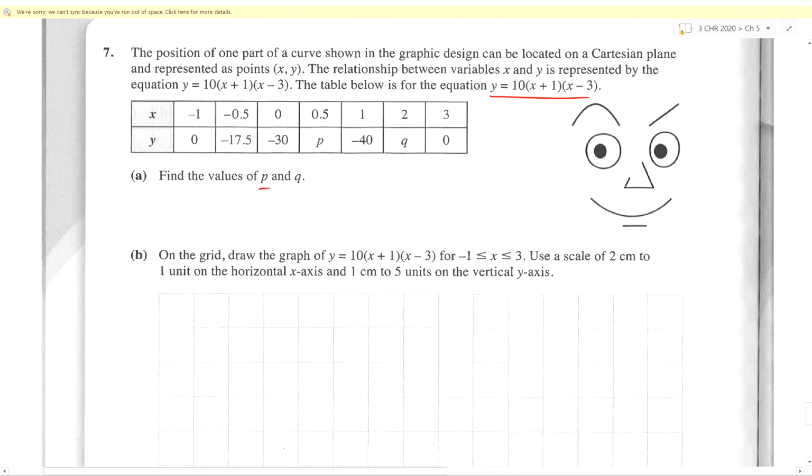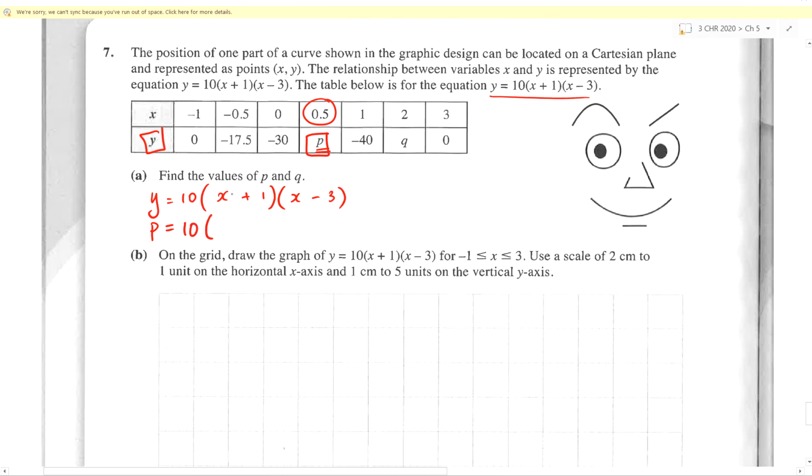So as always, they want us to find the values of p and q. So these are the two unknowns. All we need to do is to substitute the corresponding values of x into the equation. So right now I will copy down the equation. y equals 10 times (x plus 1)(x minus 3). Since I am looking for the value of p, the y value that is known as p, I replace this with p, and it is going to be, just copy them down.